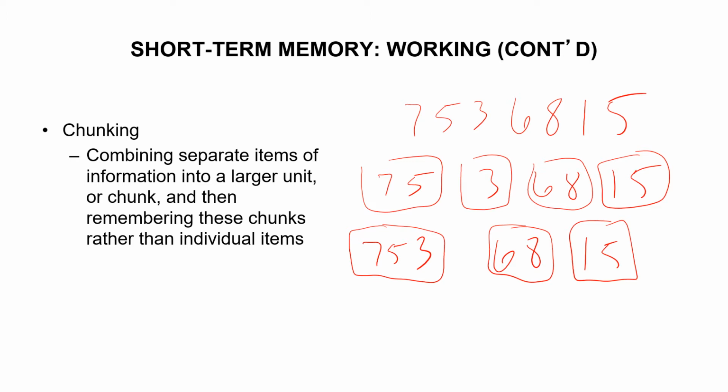Through practice, you become better at chunking certain things. So somebody who works with numbers a lot might look at this as 7,536,815. That is now one chunk of information in their head, and they can work with other chunks. And this is how some people do math in their head easier than others, because they're able to chunk the numbers together easier, which allows them to keep more information in their brain.